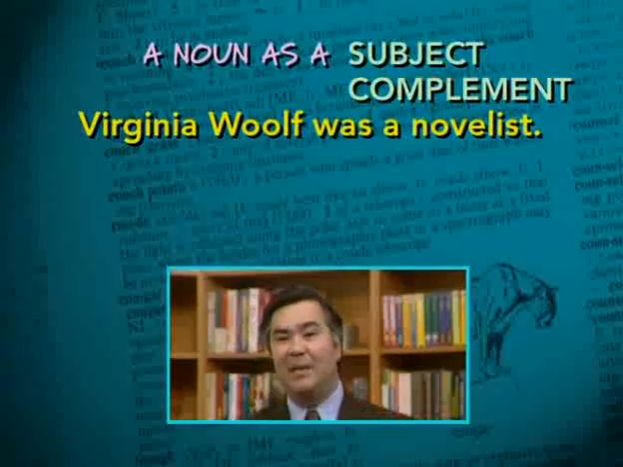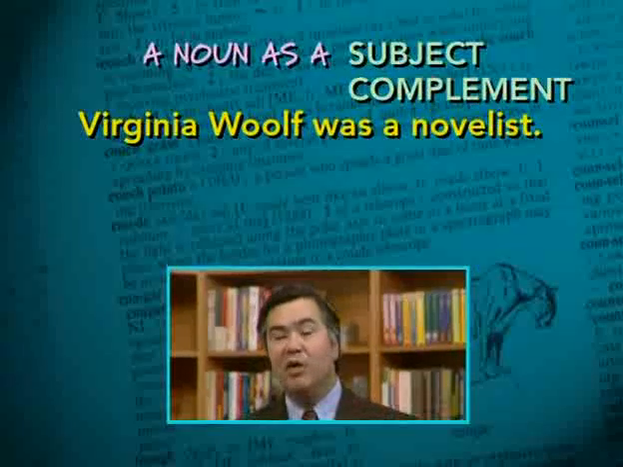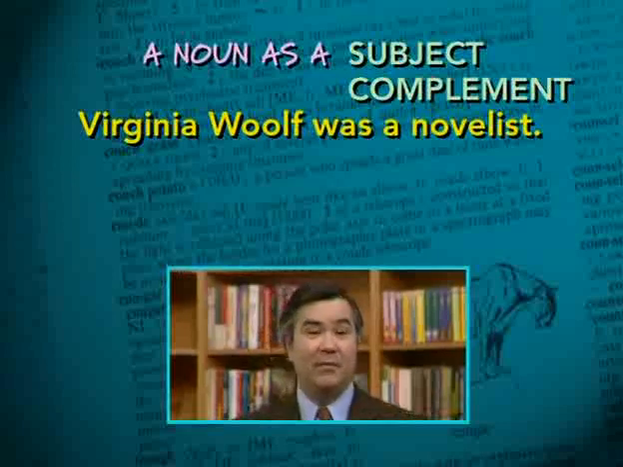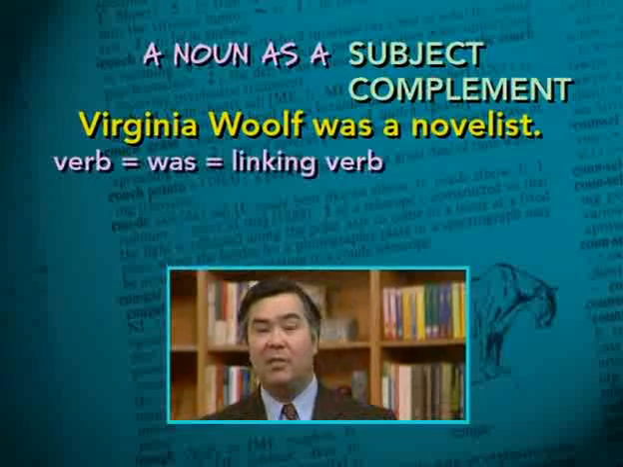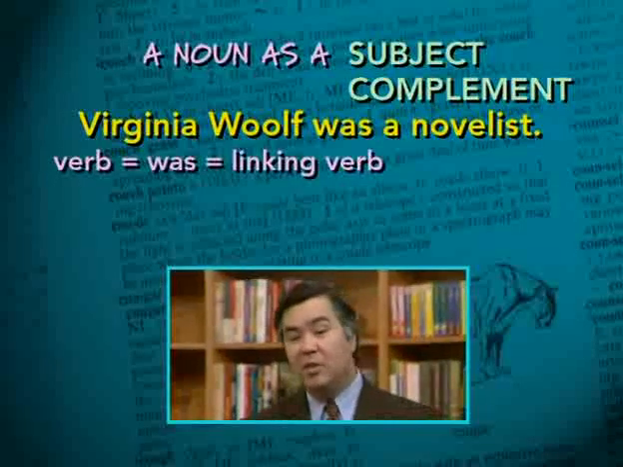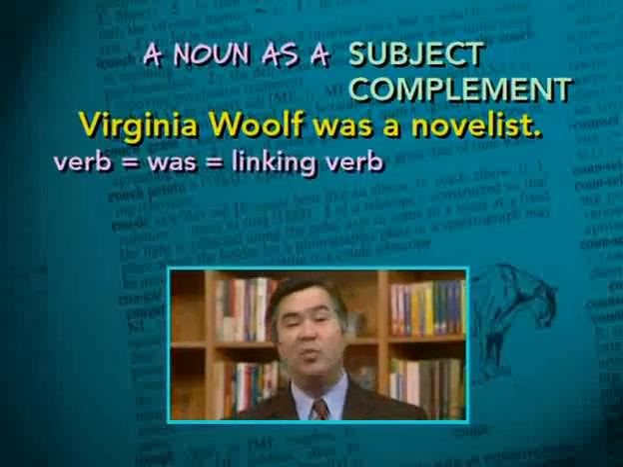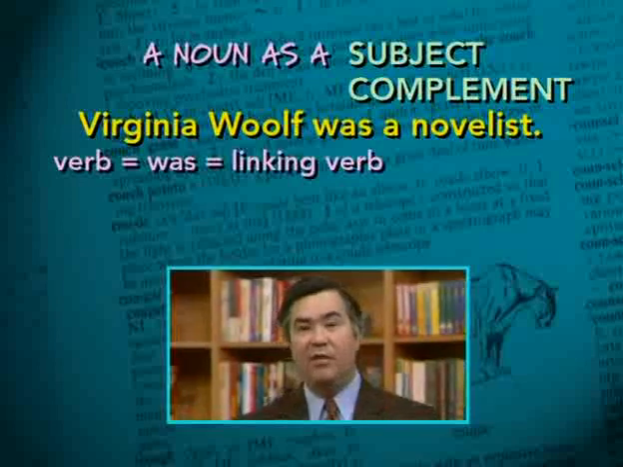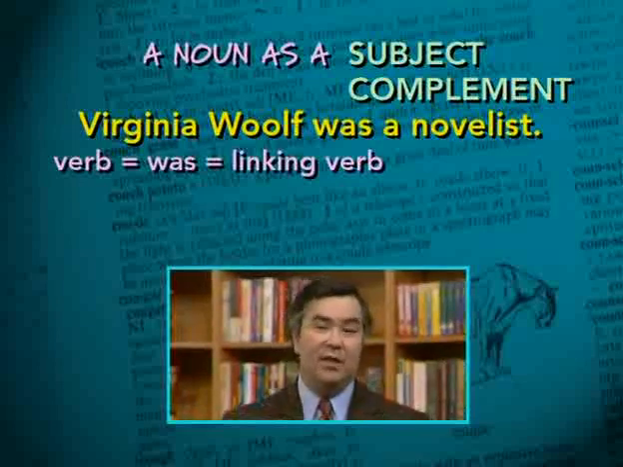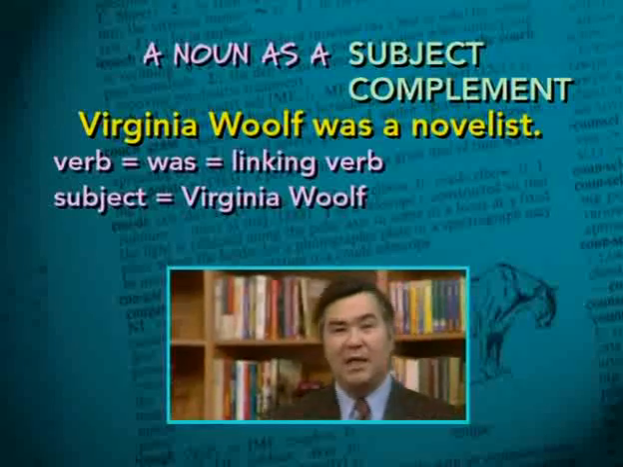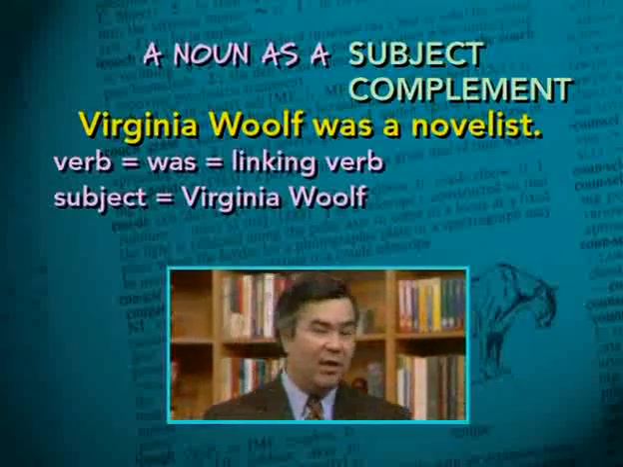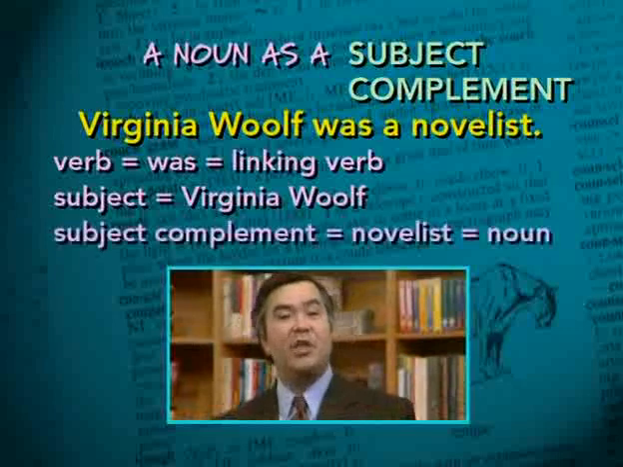Here are some examples. Virginia Woolf was a novelist. Was is the verb in this sentence, and it's a linking verb. As we've said many times, the most common linking verb is the verb to be, and was is a form of the verb to be. The subject of was is Virginia Woolf, a particular woman's name. So Virginia Woolf was, and what follows is the subject complement.